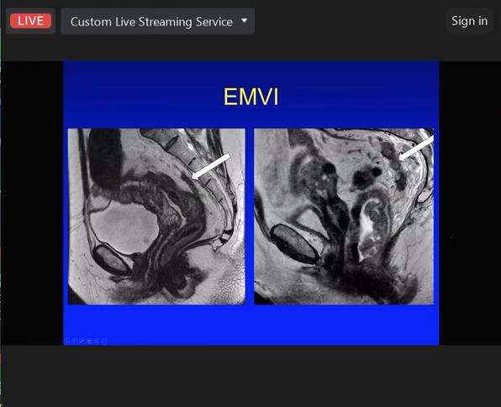Here is the sacrum. There is the tumor. And here is a big vessel. There's a little bit of flow void there, but here is tumor within the vessel. So that's EMVI.